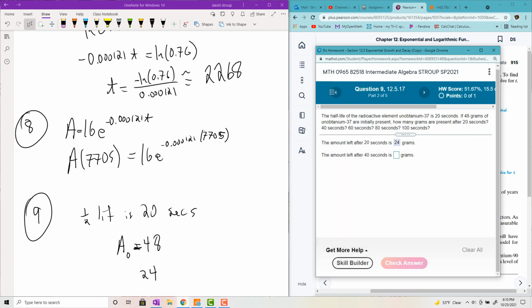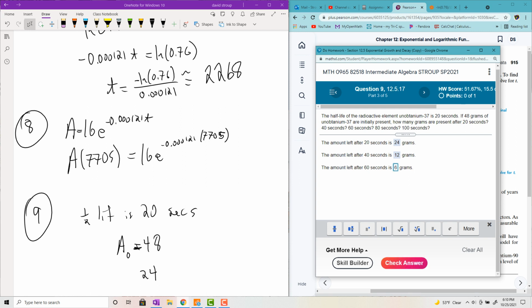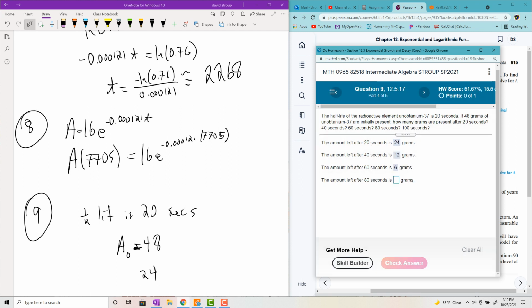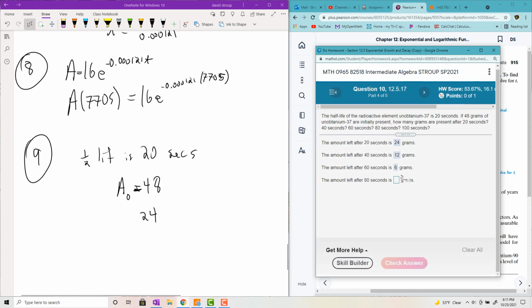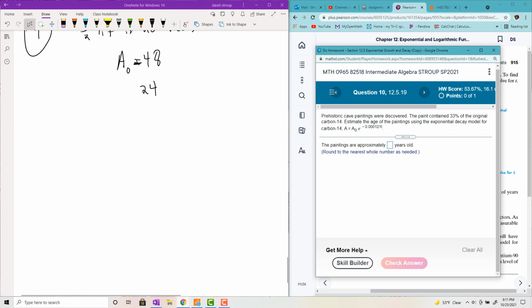How many after 40 seconds? So you just divide that in half again, so that would be 12, etc. 60 seconds, so that's another 20 seconds, so you get 6. Okay, so you kind of see that you don't always have to go through the hard work. This is another carbon-14, so you're just putting 0.33 a sub 0 in for a.